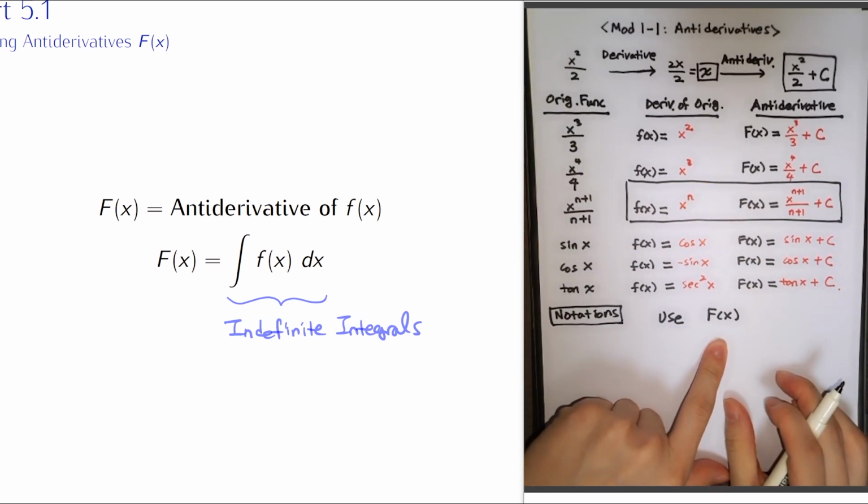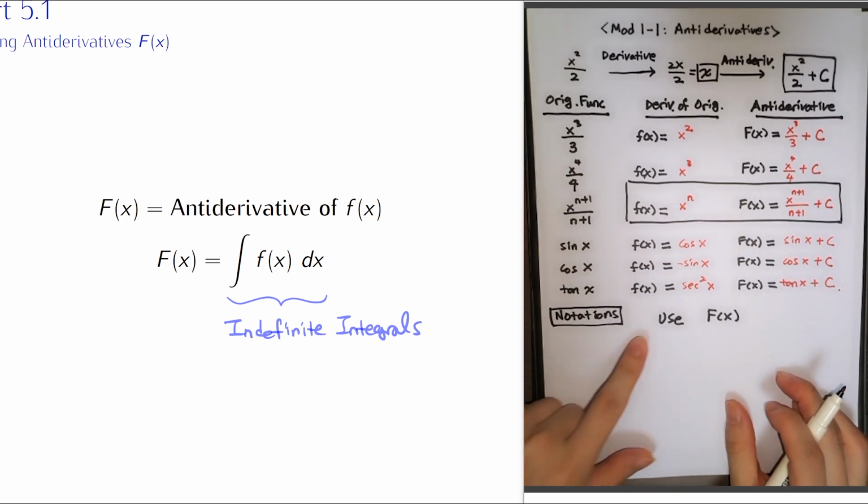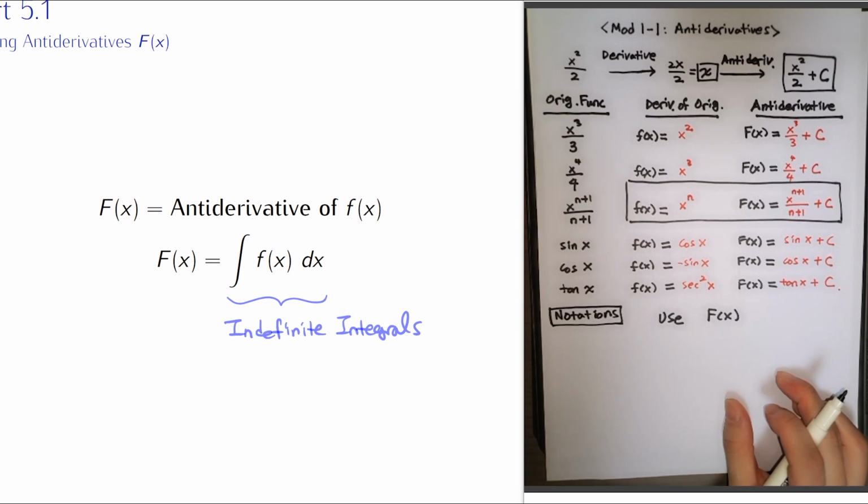Quite often, we use capital F for the antiderivative of little f. In Math 101 class here, we use another way of writing the antiderivative, and you're going to see this notation a lot in the future. It's called the indefinite integral, and it looks like this kind of symbol. So the capital F can be rewritten as the integral of little f of x dx. This kind of notation is called indefinite integrals.